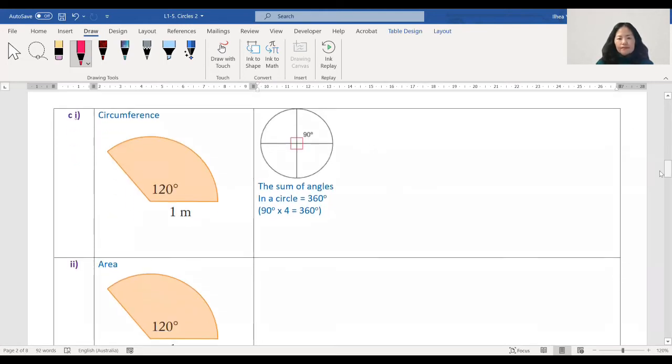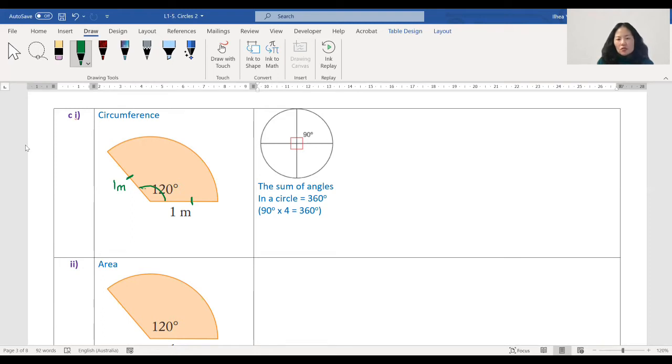Part C. This is something different. Why? Because it's got an angle in there. Now, let's have a look at these first. So these are the radius, so I'm just going to put 1 meter there. Something that I haven't seen is that 120 degrees. Now these ones are not a regular shape like a semicircle or quarter of a circle. It's quite different. It's like a sector shape.